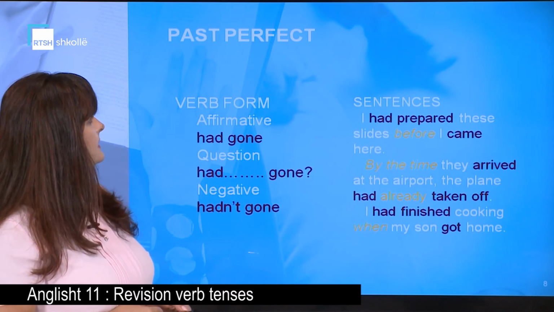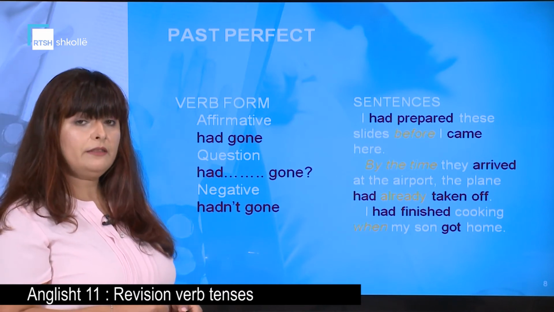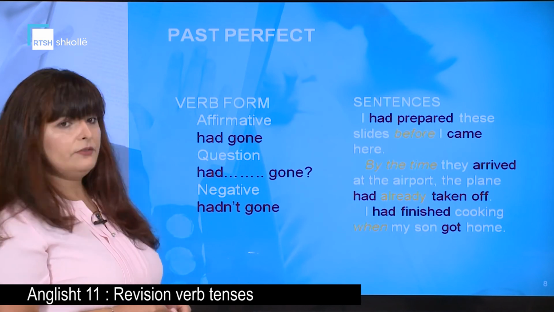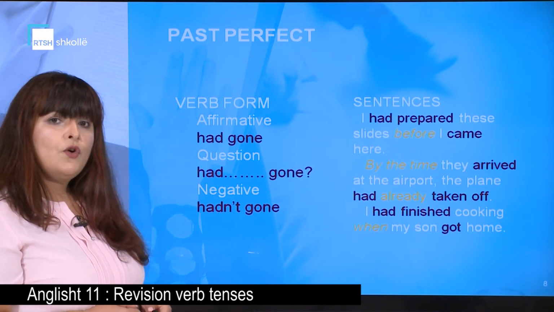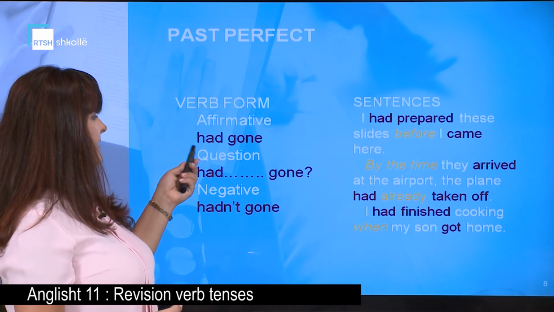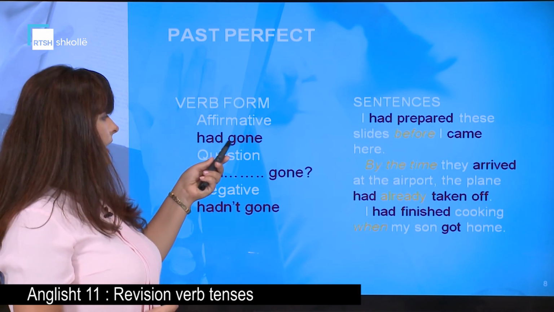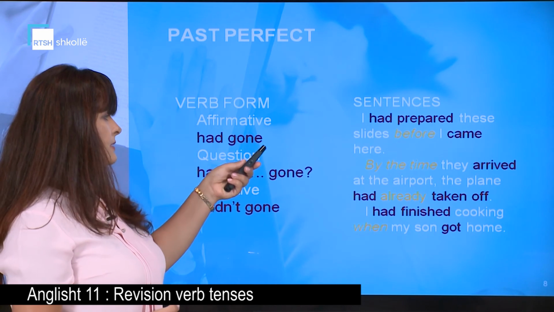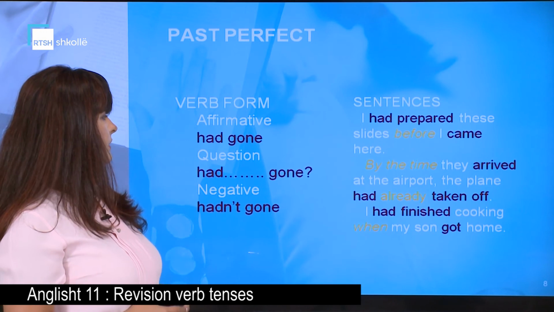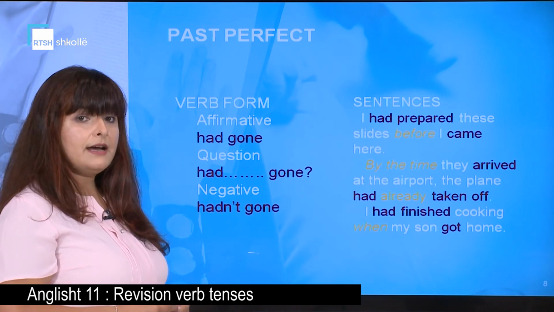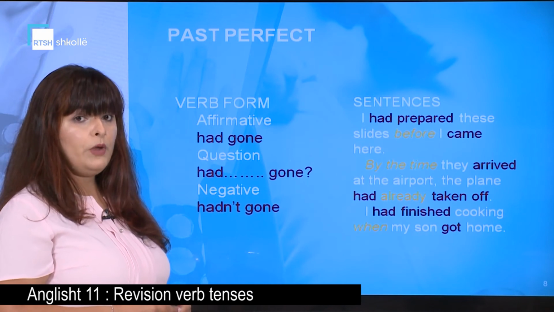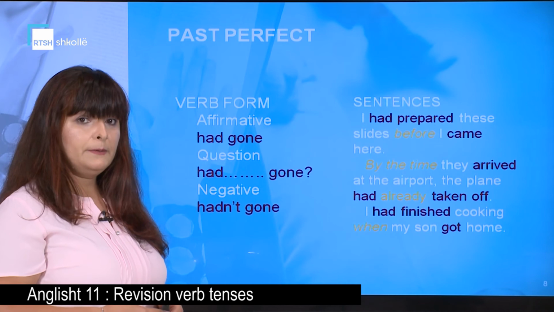Another tense that you have dealt with is past perfect. Which is the form of past perfect? For all the subjects, we have had and the past participle of the main verb. In that case the verb is go, gone. So I had gone, you had gone, he, she, it had gone, we had gone, they had gone.